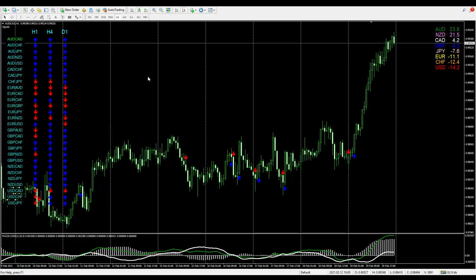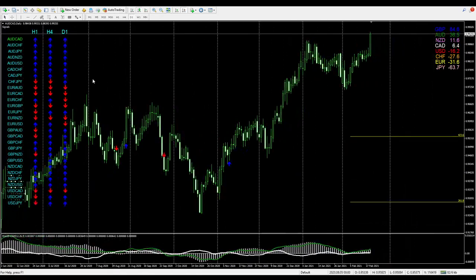So let's start, everyone. I'll be discussing how we check the general trend and how we would be able to enter the market. So what's first? AUD CAD. Let's check the D1 time frame. As we can see, this is the D1 time frame. It's a buy signal. The H4 is a buy signal, and the H1 is a buy signal.